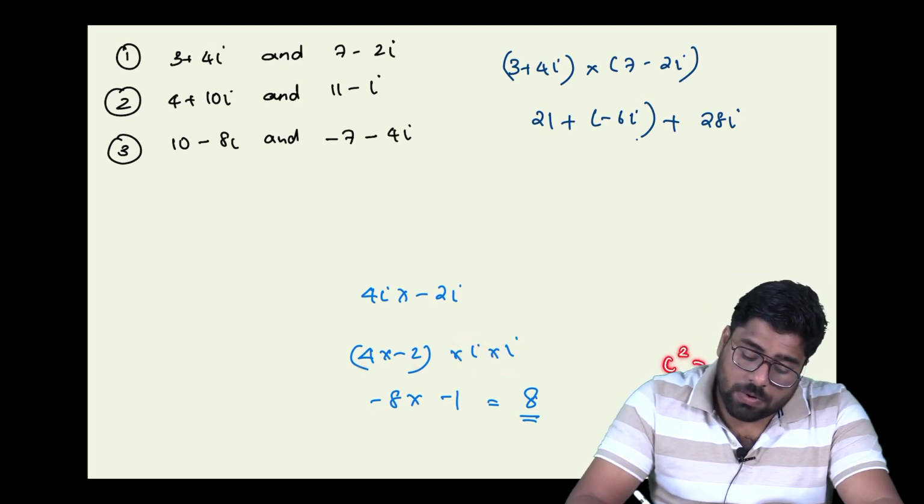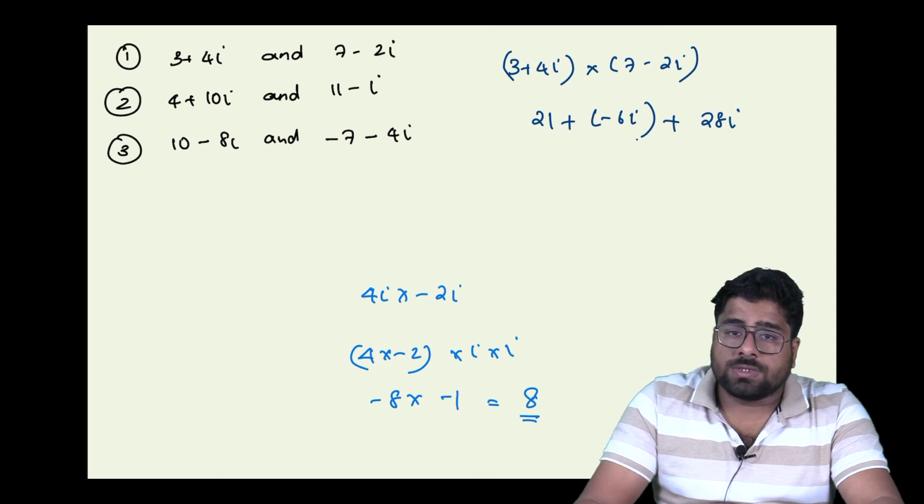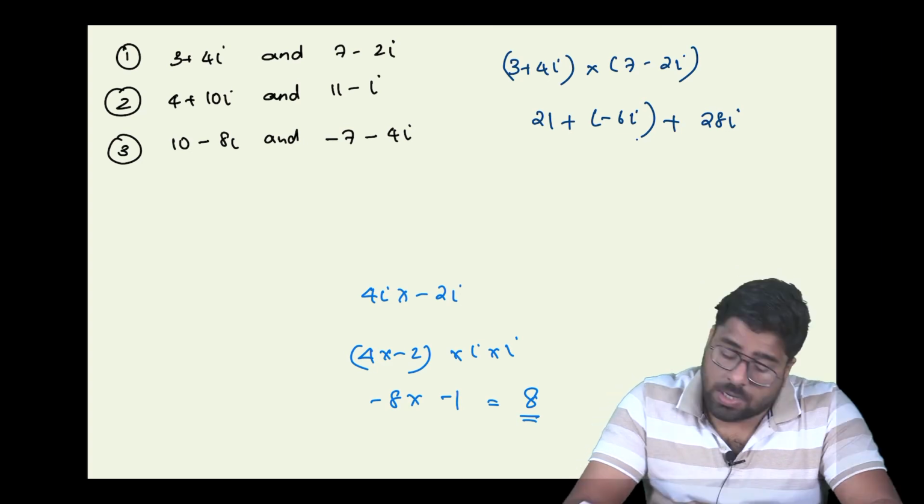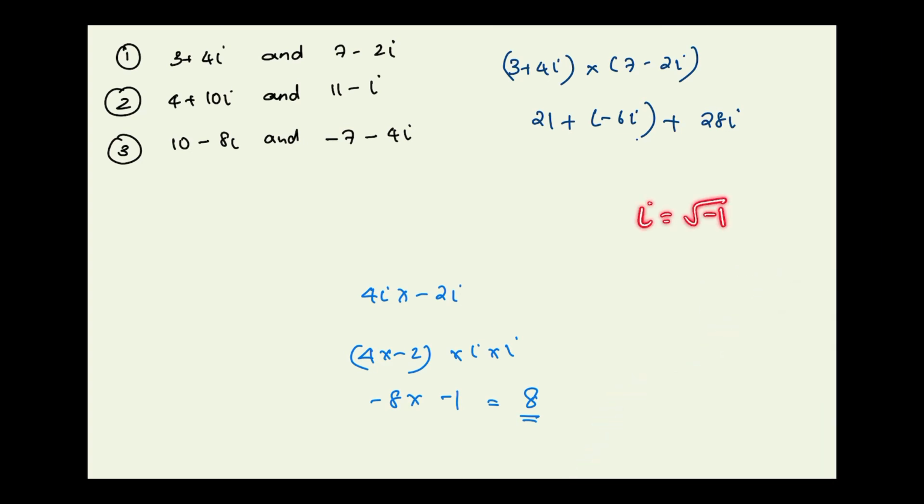In the last problem, we said i square is equal to minus 1. How did I get i square is equal to minus 1? Because i is equal to square root of minus 1, so i square is equal to minus 1. So this becomes 8 into minus 1 with the minus 8, and the answer is going to be 8. So I can write the answer 8 here.